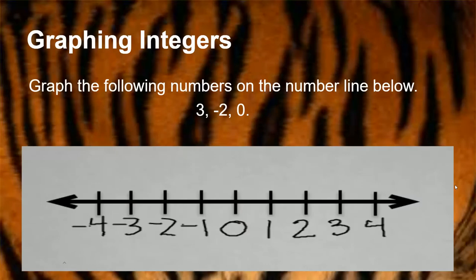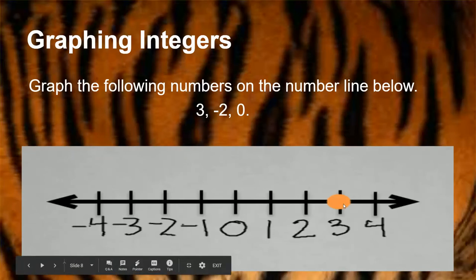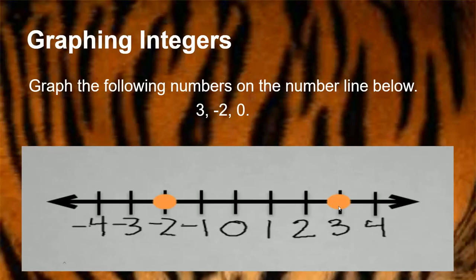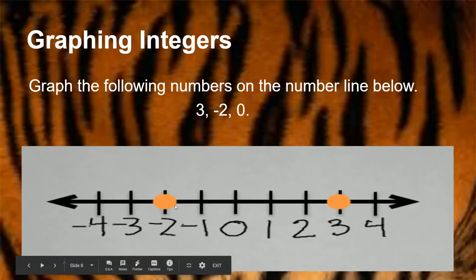Graphing integers. If we need to graph the following numbers on a number line, such as 3, -2, and 0, we use a closed dot and put it directly on the number line itself. So 3, there's my dot, directly on the 3. Notice how the dot is filled in. -2, again, the dot is filled in directly on -2, and 0.